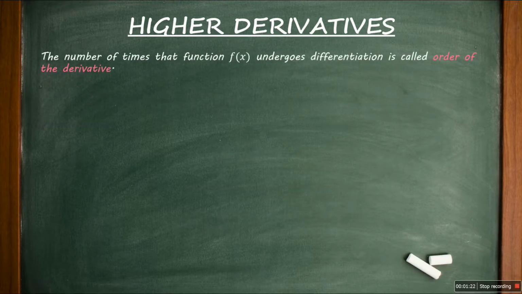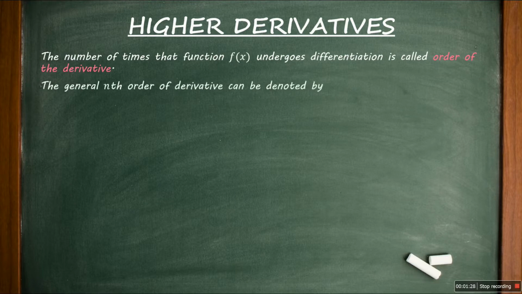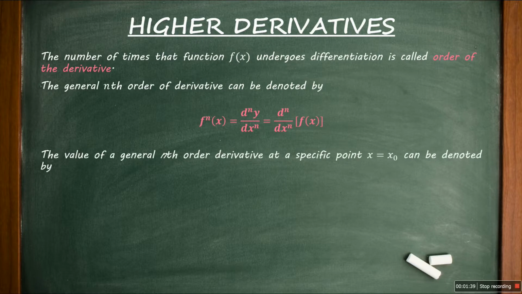The number of times the function f(x) undergoes differentiation is called the order of the derivative. The general nth order derivative can be denoted by f^(n)(x) equal to d^n y/dx^n. The value of a general nth order derivative at a specific point x equal to x naught can be denoted by f^(n)(x naught) equal to d^n y/dx^n with x equal to x naught.